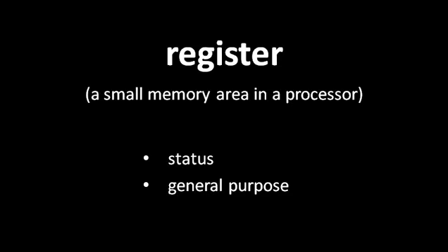And similarly, in many processors, there's no arithmetic instruction which will add stuff that's in memory to other stuff in memory. We have to first copy whatever we want to add into registers, and then add the contents of the two registers together.